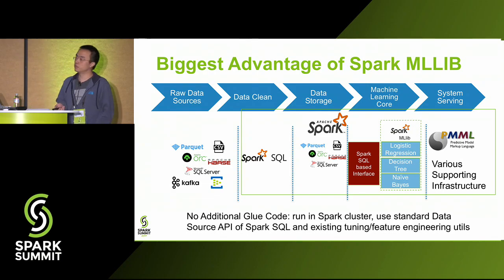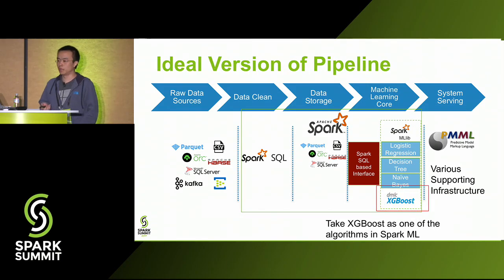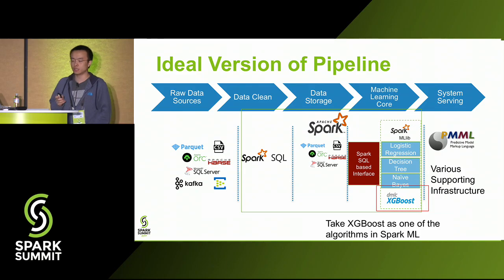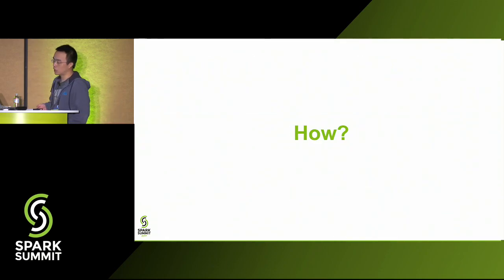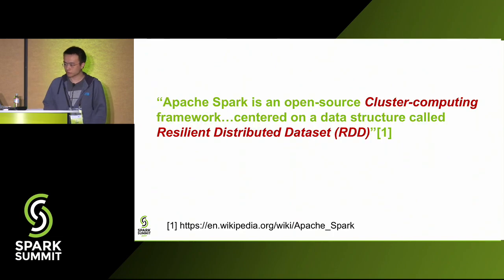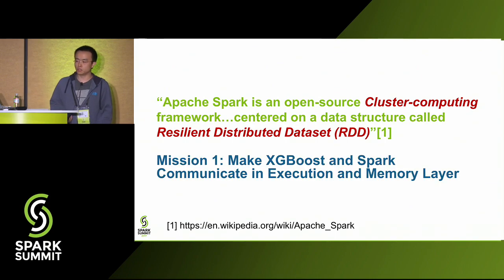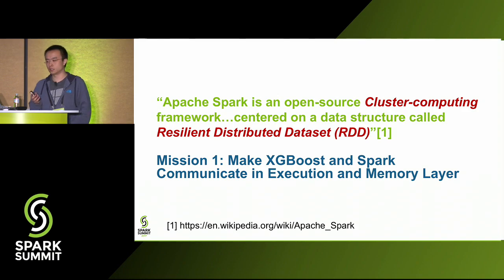So the idea here is very clear. Our goal is to make XGBoost run as a native algorithm in the Spark ML framework. So how can we do that? First, we know that Spark is a cluster computing framework, and it is centered on RDD. So our first mission is to make XGBoost and Spark communicate in the execution and memory layers.